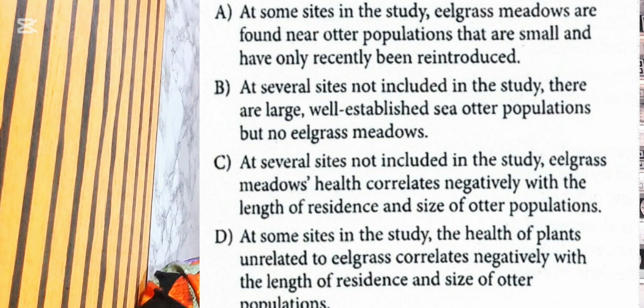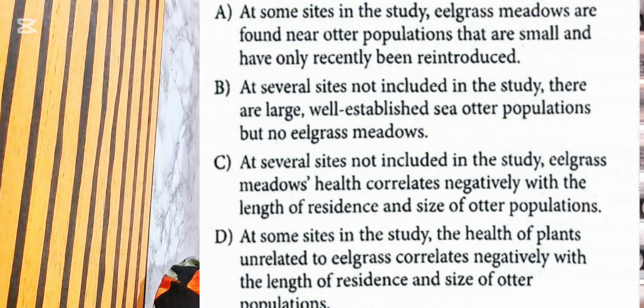C, at several sites not included in the study, eelgrass meadows' health correlates negatively with the length of residence and size of the otter population. Perfectly what I'm looking for. Negative correlation with the health of the meadows simply means that the presence of the otter population affects the meadows' health in a bad way.